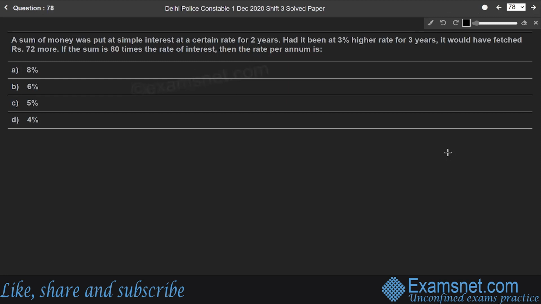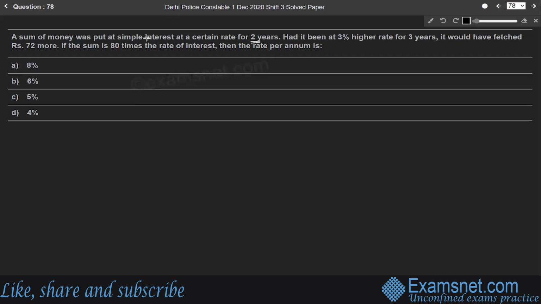Question 78. A sum of money was put at simple interest at a certain rate for 2 years. Had it been at a 3% higher rate for 3 years, it would have fetched rupees 72 more. If the sum is 80 times the rate of interest, then the rate per annum is. So, here we are using the formula of simple interest. I is equal to PTR by 100, where P is principal or the sum, T is time, and R is rate of interest.